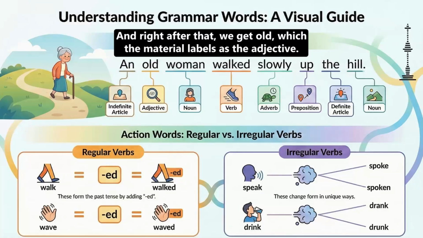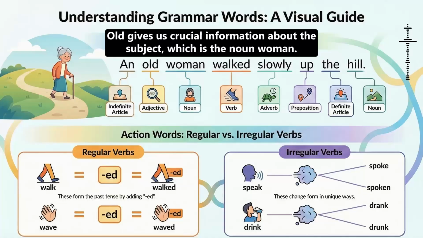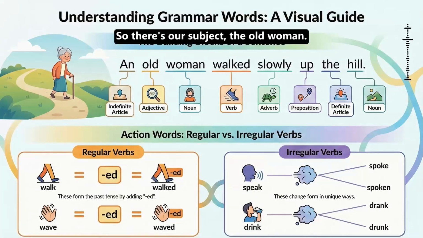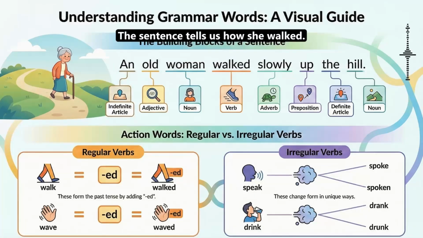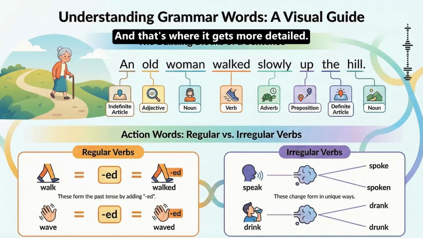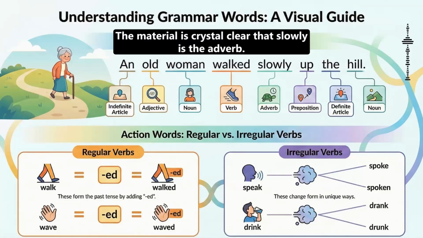And right after that, we get old, which the material labels as the adjective. Exactly. The adjective is the descriptor. Old gives us crucial information about the subject, which is the noun woman. So there's our subject, the old woman. And then we get to the action. The center of the action, the verb walked. But it's not just that she walked. The sentence tells us how she walked. And that's where it gets more detailed. She walked slowly. The material is crystal clear that slowly is the adverb.